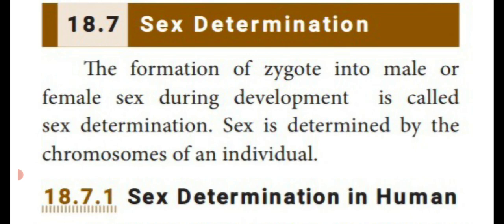The formation of zygote into male or female sex during the developmental stage. Fusion of male gametes and the female gametes produces the diploid zygote. We already saw reproduction in the human lesson. This zygote afterwards, how it is produced into a male human and a female human during the sex development, that is known as sex determination.